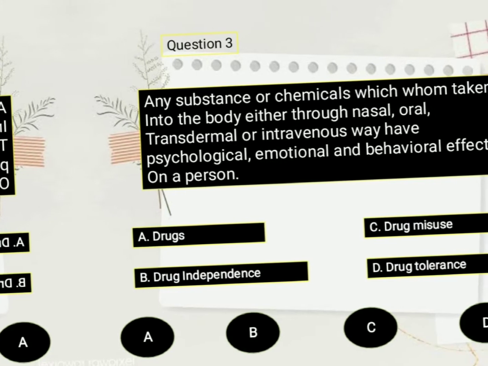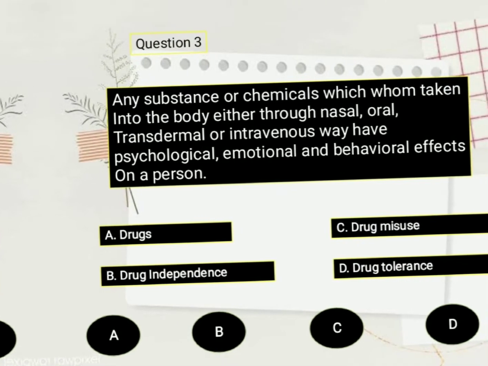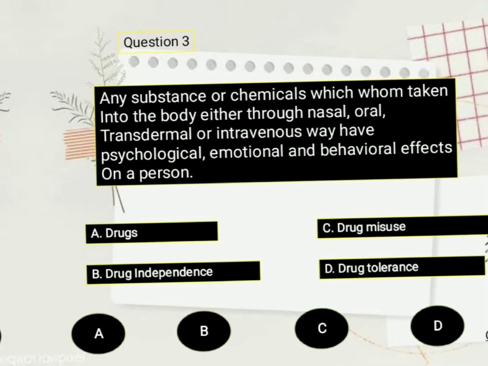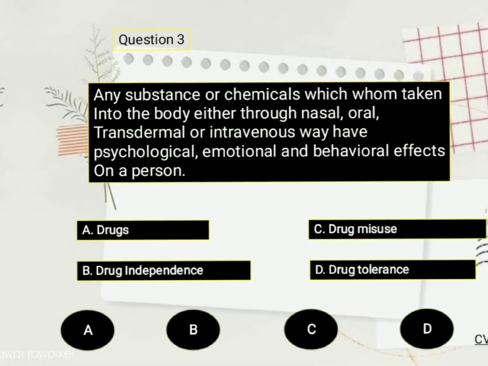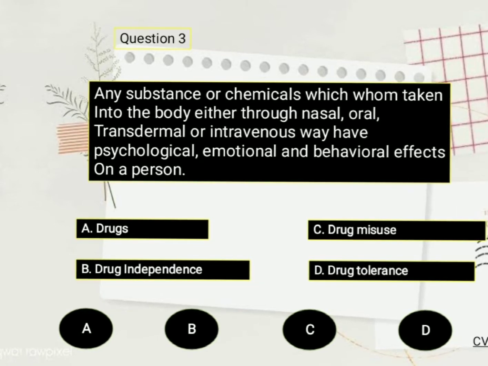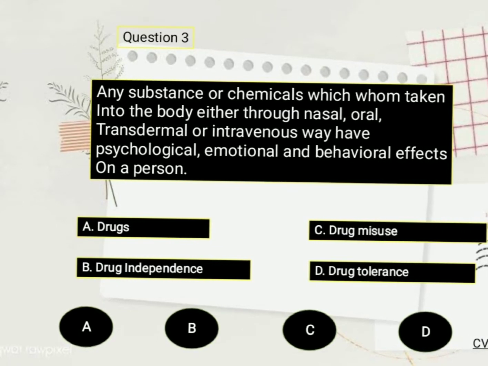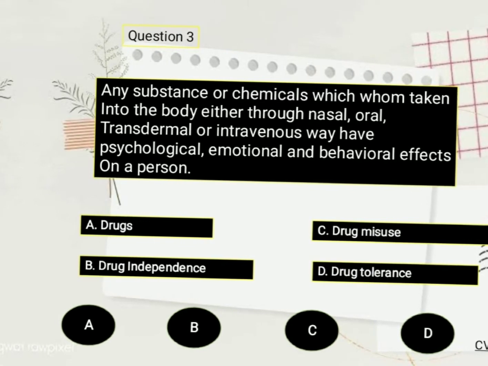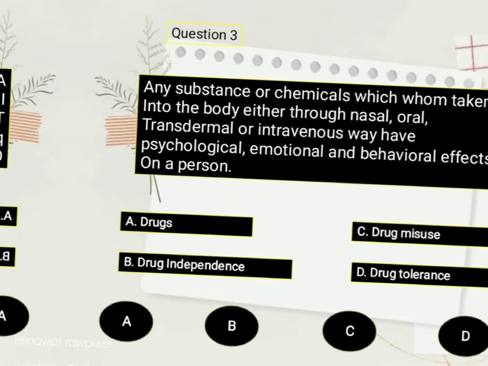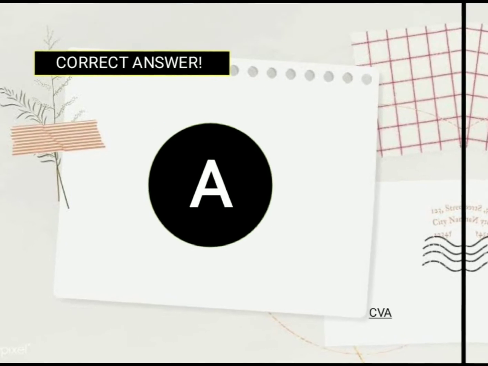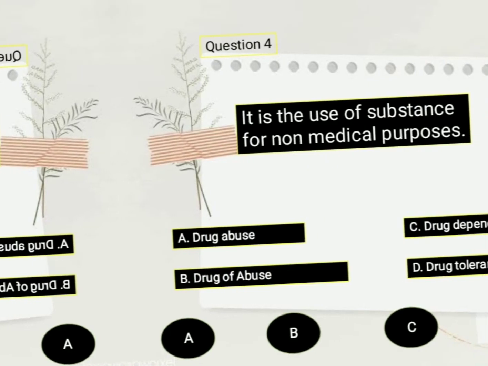Question number 3. Any substance or chemicals which, when taken into the body either through nasal, oral, transdermal, or intravenous way, have psychological, emotional, and behavioral effects on a person. A. Drugs. B. Drug independence. C. Drug misuse. D. Drug tolerance. Your timer starts now. Very good. The answer is letter A, drugs.